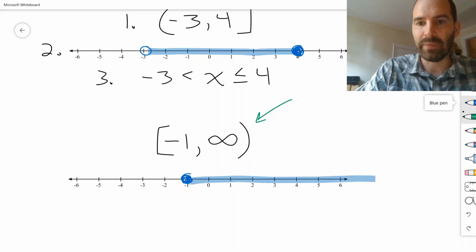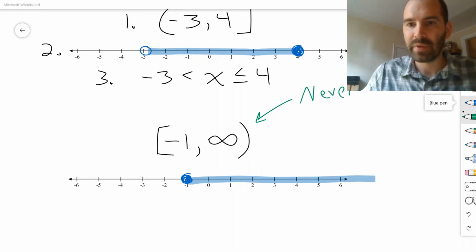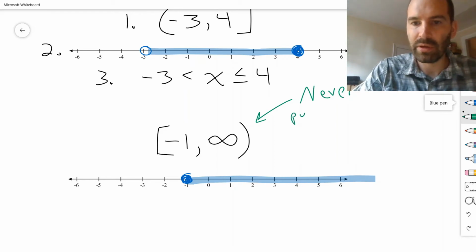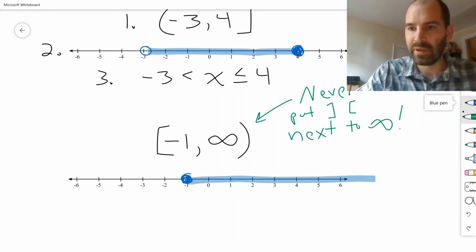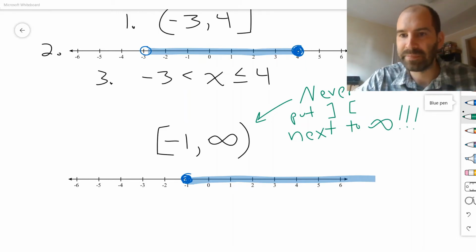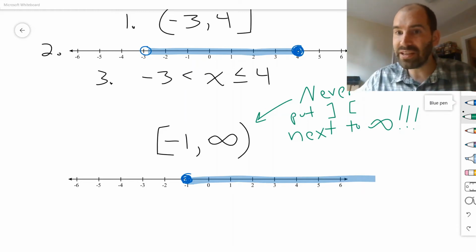So never put a square bracket either this way or that way next to infinity. Okay? Very important. Never do that. Never put a square bracket next to infinity because infinity is not a number. It doesn't make sense to include it in the interval.